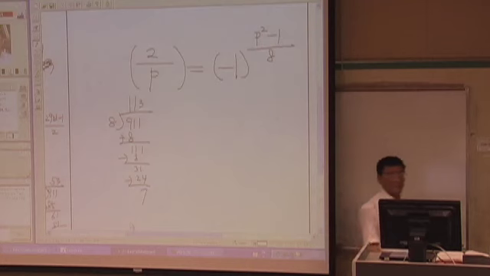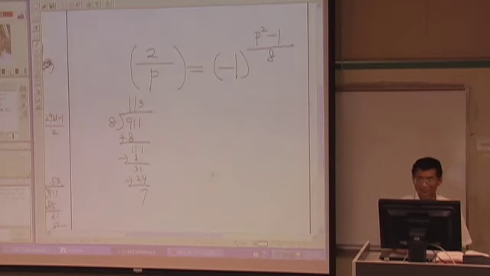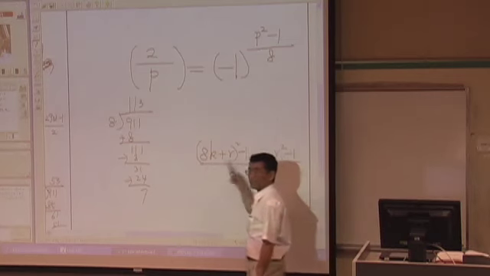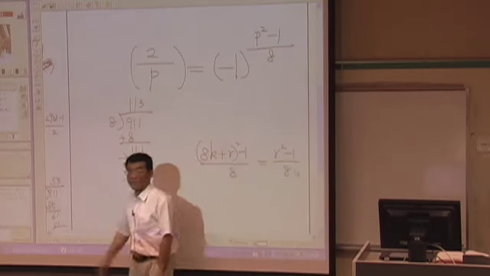Why? Because 8k plus r, right? Plugged into this portion is the same as r squared, just r squared. Do you see it? You can easily prove this fact.